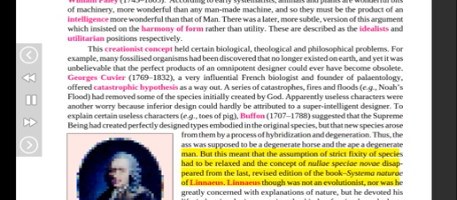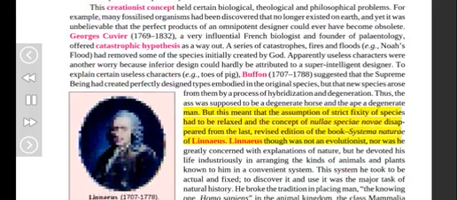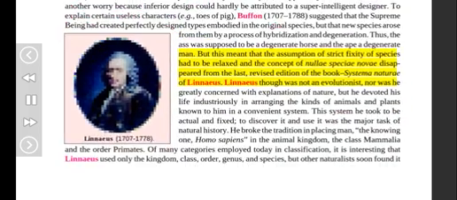But this meant that the assumption of strict fixity of species had to be relaxed, and the concept of nulli species novi disappeared from the last, revised edition of the book, Systema Naturae of Linnaeus. Linnaeus, though, was not an evolutionist, nor was he greatly concerned with explanations of nature, but he devoted his life industriously to arranging the kinds of animals and plants known to him in a convenient system. This system he took to be actual and fixed. To discover it and use it was the major task of natural history.